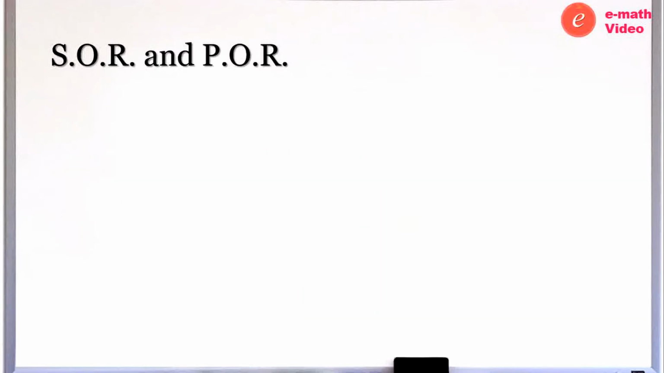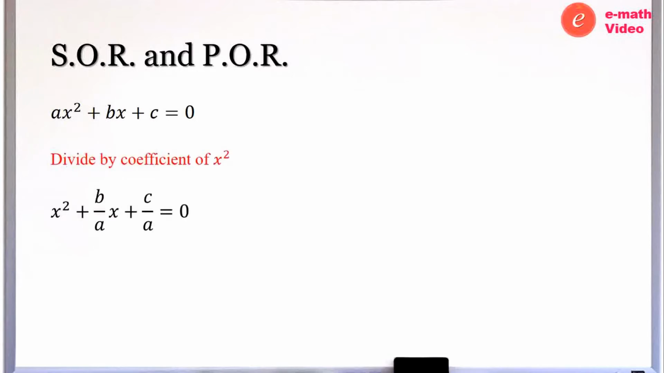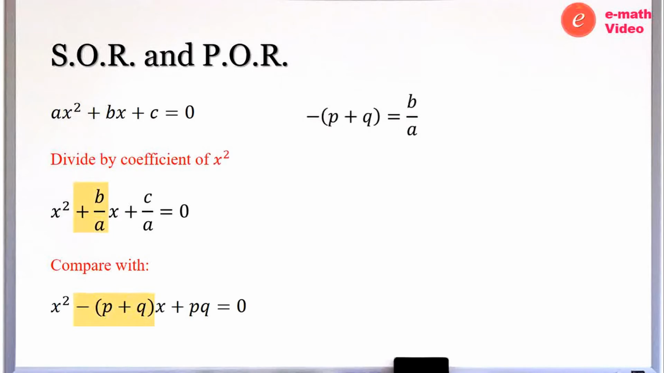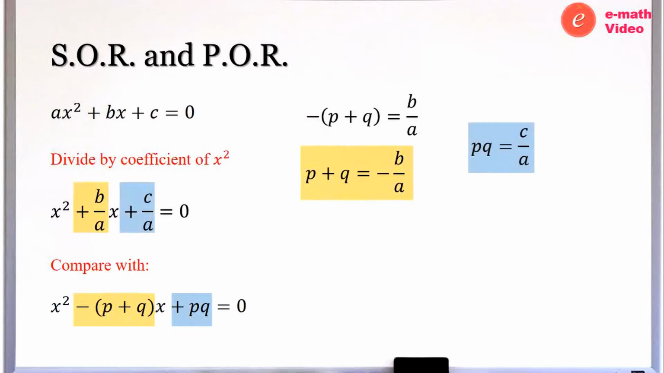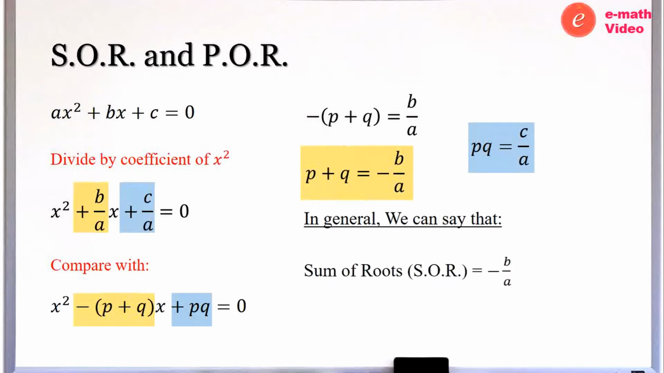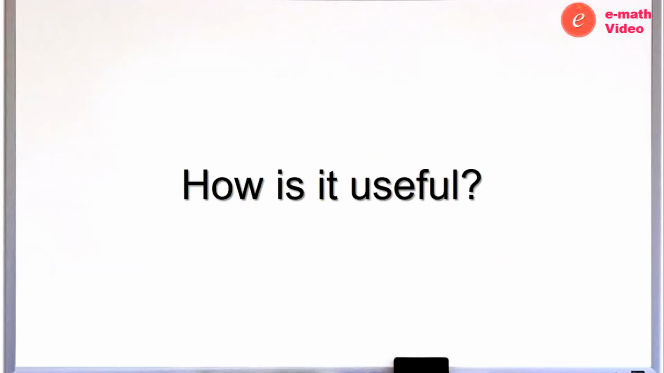Now we will generalize this idea. The standard form of a quadratic equation is ax squared plus bx plus c equals 0. Divide the whole equation by a and compare with the equation we got earlier. We can see that negative, p plus q, equals b over a. So p plus q equals negative b over a. And pq equals c over a. In general, we can say that the sum of roots equals negative b over a, while the product of roots equals c over a. How is it helpful?